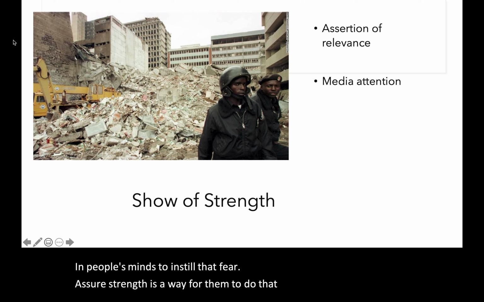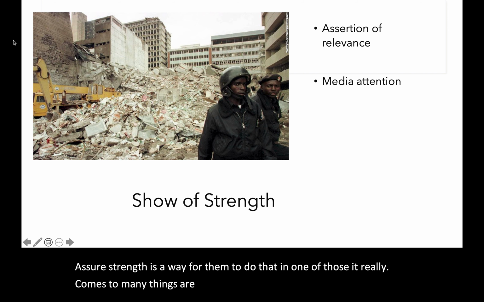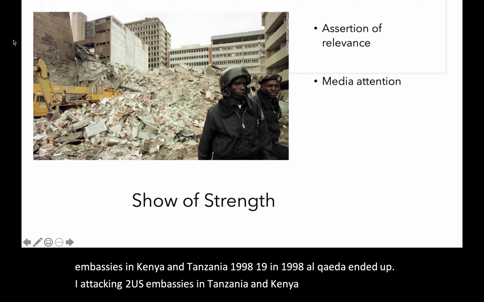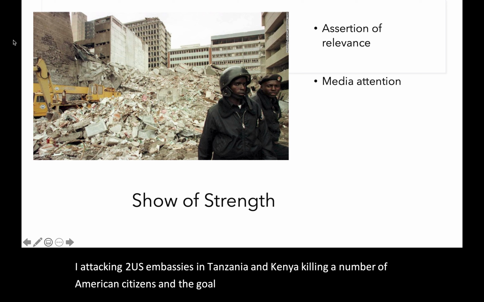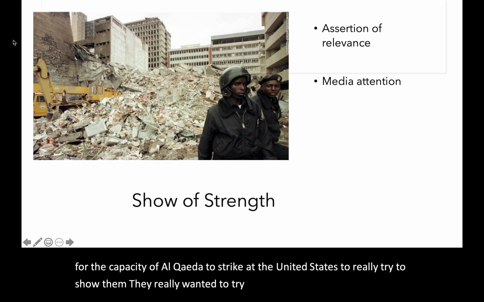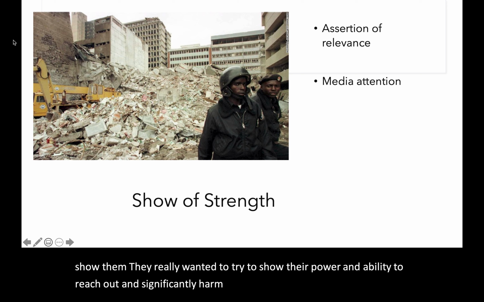One of those that really comes to mind, I think is a good example, is the attacks on the U.S. embassies in Kenya and Tanzania in 1998. In 1998, Al-Qaeda ended up attacking two U.S. embassies in Tanzania and Kenya, killing a number of American citizens. And the goal really here was to gain attention globally for the capacity of Al-Qaeda to strike at the United States, to show their power and ability to reach out and significantly harm the leading power in the world at that time.